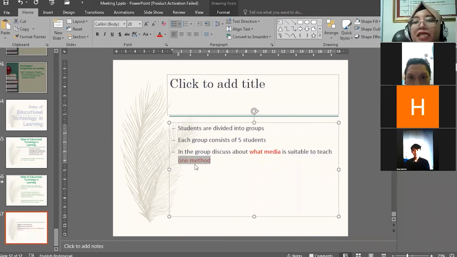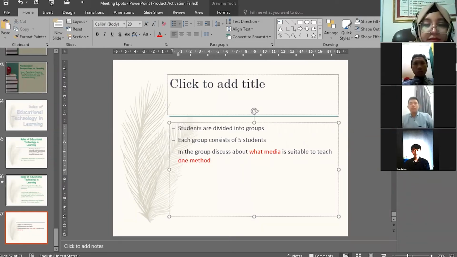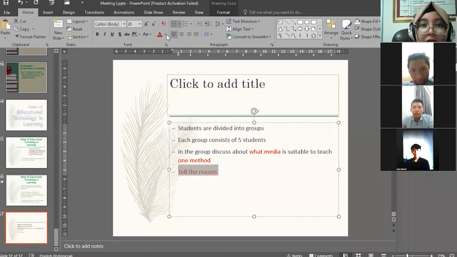For example, the method is presentations. What do you think the media is suitable to deliver or to have presentation activity, and tell the reason. Okay, so you can browse using your phone, your laptop, your computer, and I will give you 3 until 5 minutes to have a discussion with your group.